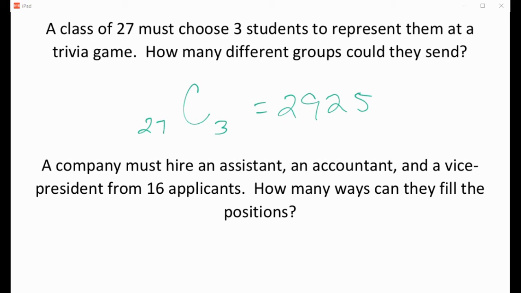Then there's a company that must hire an assistant, an accountant, and a vice president from 16 applicants. Since those are different jobs, that's a P, which would be 3,360.